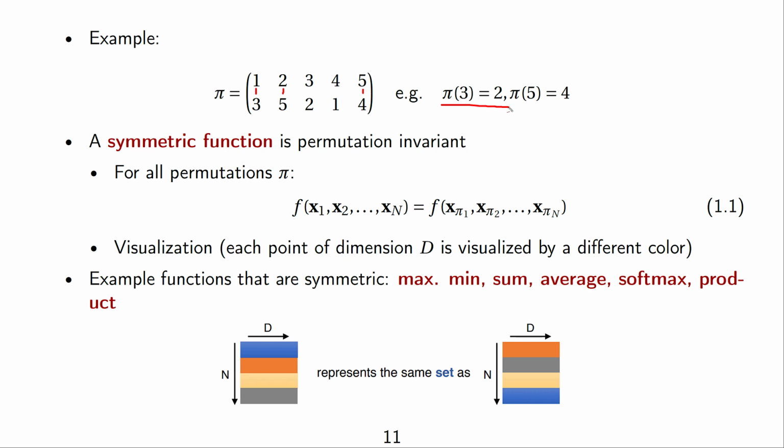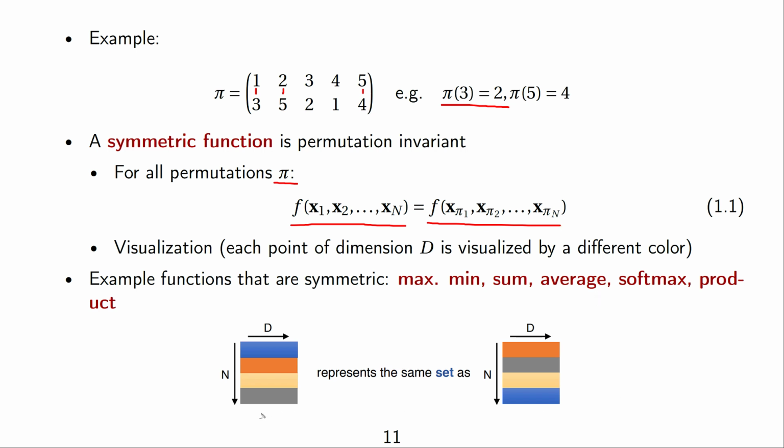The authors of PointNet set out to introduce this idea of a symmetric function. And a symmetric function is simply a function that is permutation invariant. So for all possible permutations pi, we would like that the function taking in a set of points as input is the same as the function evaluated with the same points but in a different order defined by a permutation pi.